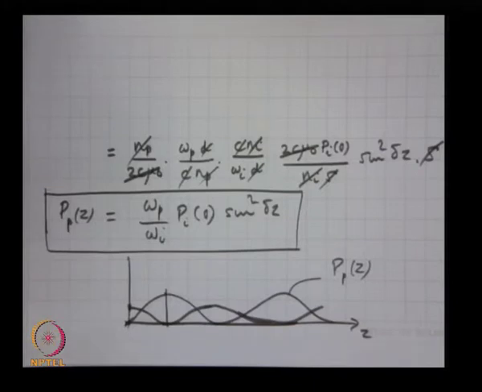So the omega S is absolutely required, and you can actually calculate what is the decrease in power of the omega I at this point. Here, at this point, what will be contained in the crystal? Omega P and omega S.